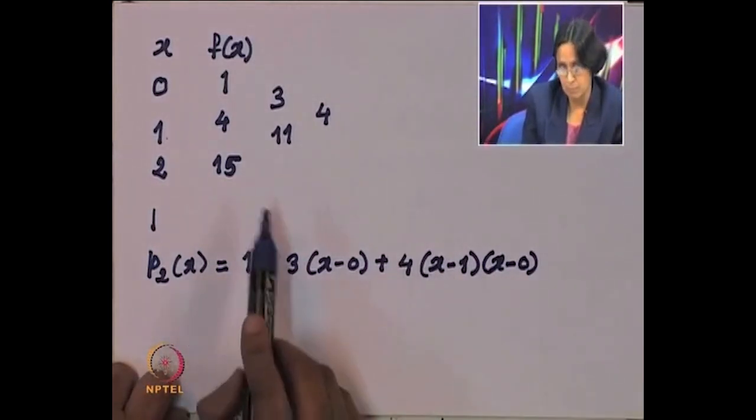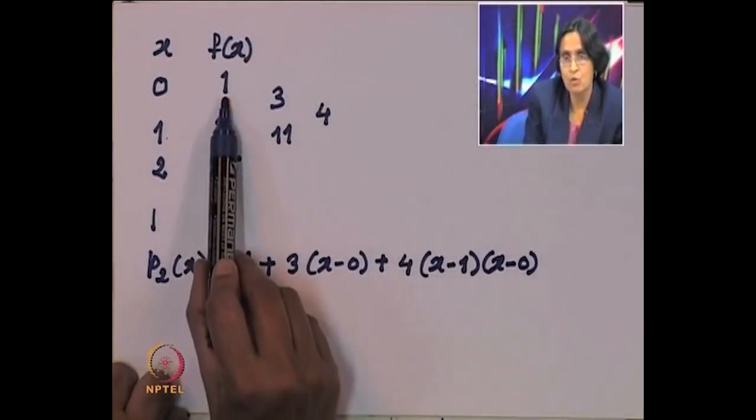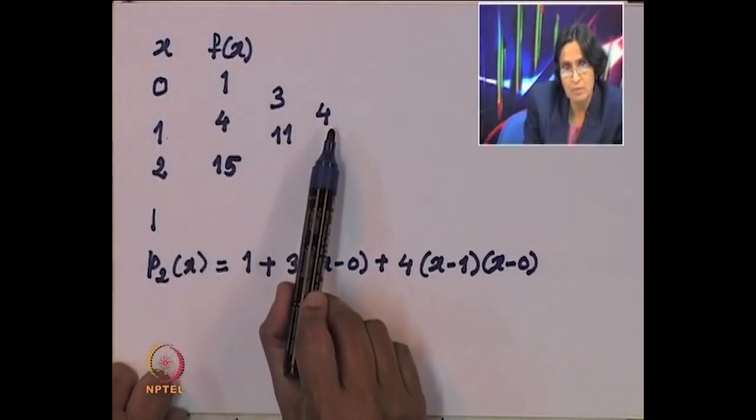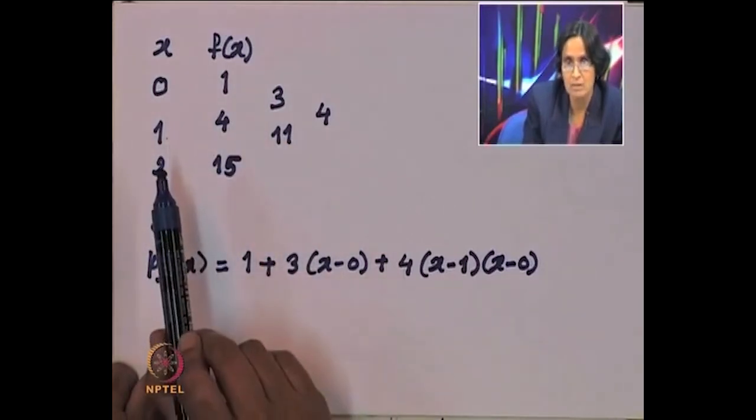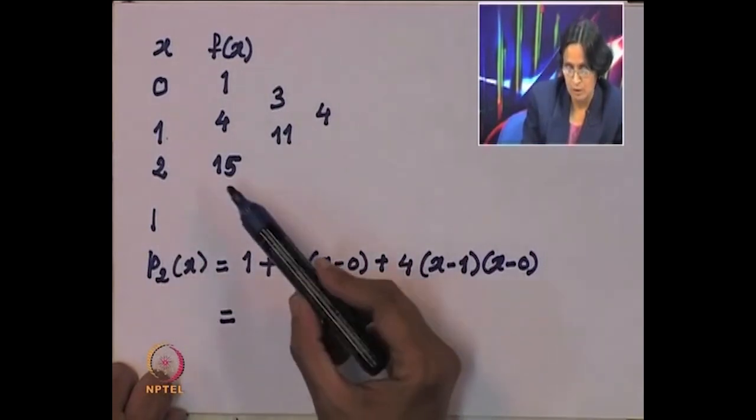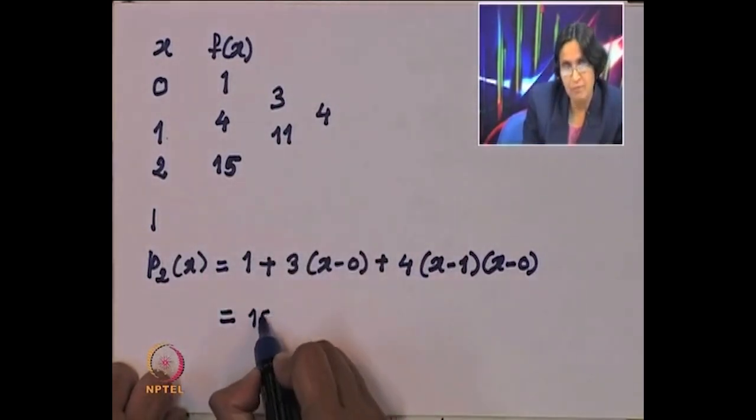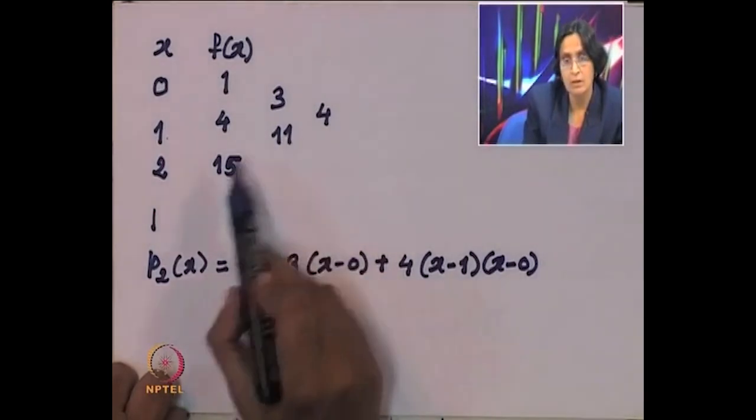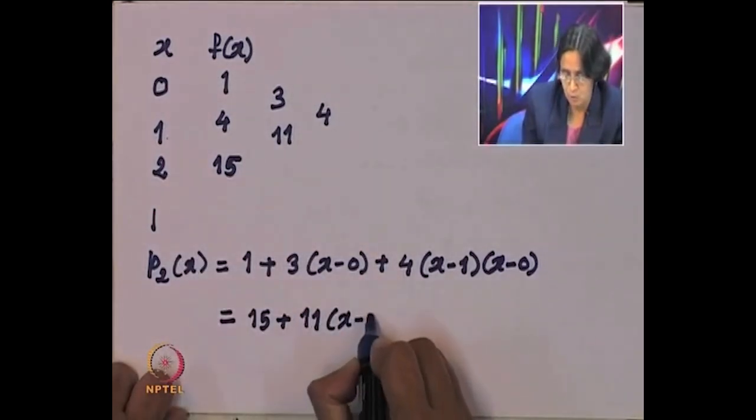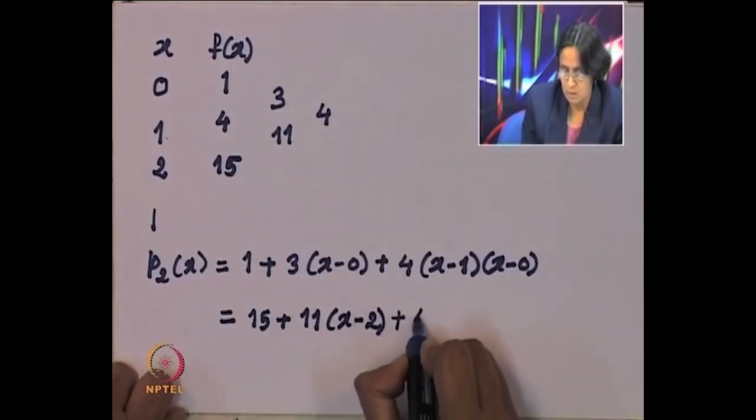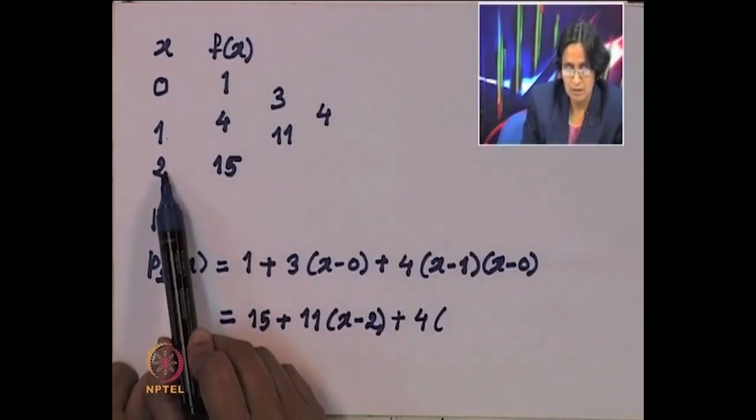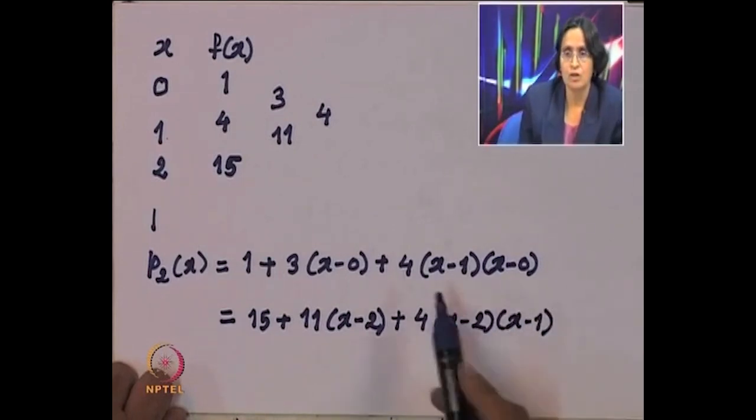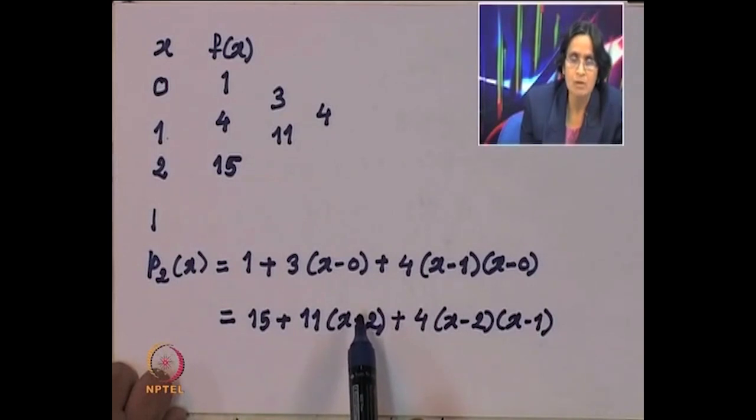So, this is our P2(x), that is f(x0) plus f[x0,x1] into (x minus x0) plus f[x0,x1,x2] into (x minus x0)(x minus x1). It is also going to be equal to, if I write the backward formula, 15, that is the value of f at x2, plus 11 into (x minus x2), that is x minus 2, plus 4 into (x minus 2)(x minus 1). So, (x minus 2)(x minus 1). You can check that both of these give you the same polynomial.